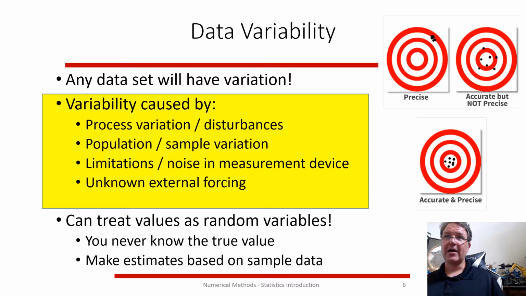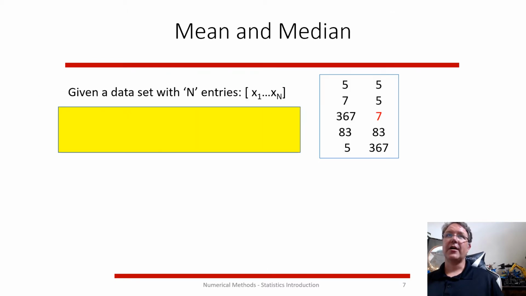So we treat measured values as random variables in a lot of cases. You don't actually know the true value, but you make estimates based on the sample data that you get from your measurement device. So you probably know mean, median.